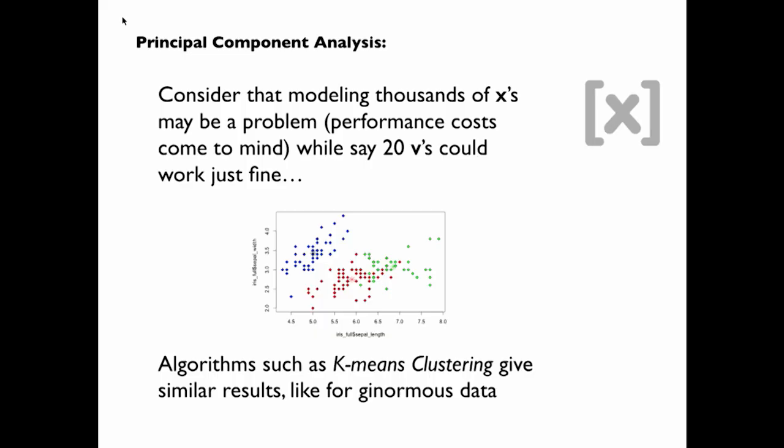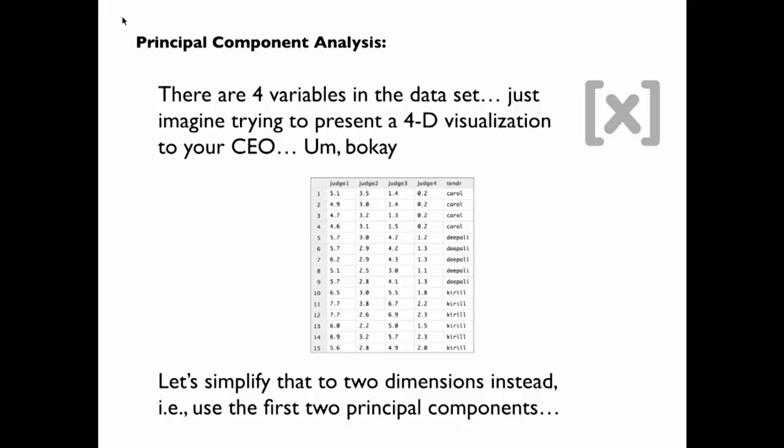PCA is good for analyzing data. Clustering is good for cases where you have really enormous amounts of data and you want to calculate it in a very efficient way. But they are related. OK, so we've got 4 variables in the data set. And again, we don't want to show our CEO a 4D visualization. So we're going to simplify that down to the most important 2 dimensions instead.